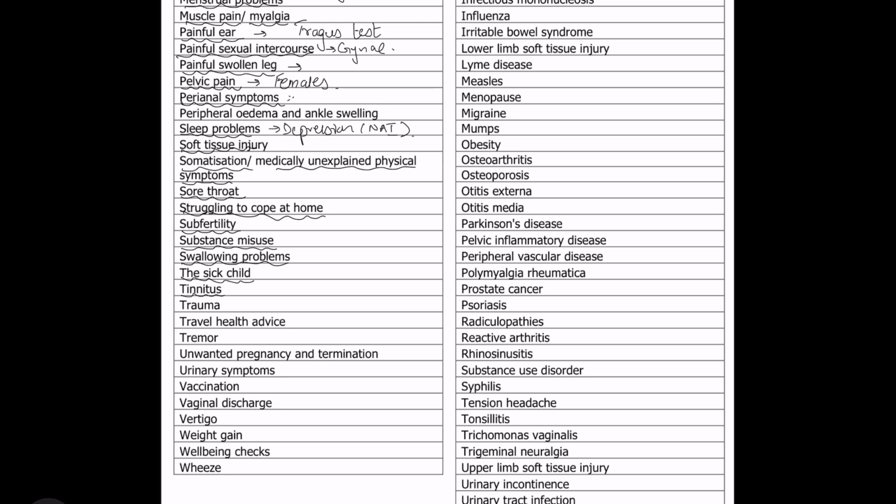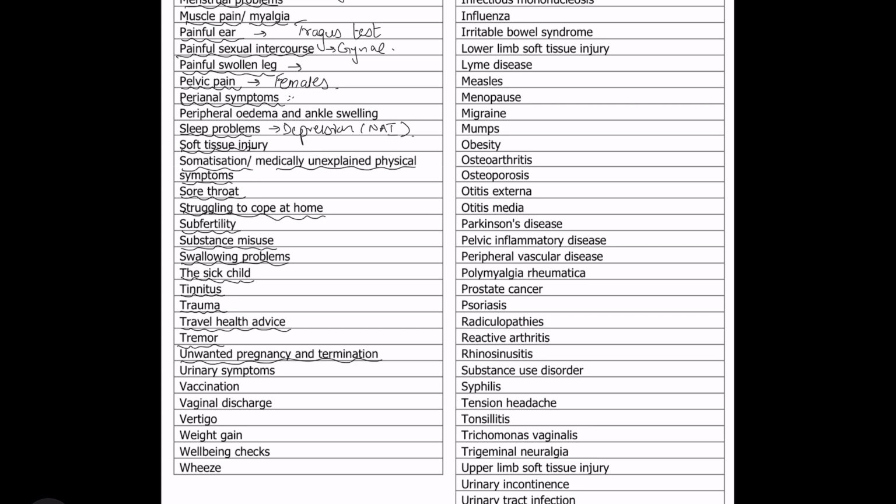The sick child, tinnitus, which is a ringing sensation in the ear, and it can be due to any number of problems concerning the ear. Trauma, it can be trauma to any area of the body. Travel health advice, a patient will come to you and say they want to travel to a certain country, and you need to give them advice regarding the necessary vaccinations for that area. Tremors, it can be intentional tremors, it can be unintentional tremors, and can result from a number of problems. Most likely it comes in the form of Parkinson's disease or essential tremor.